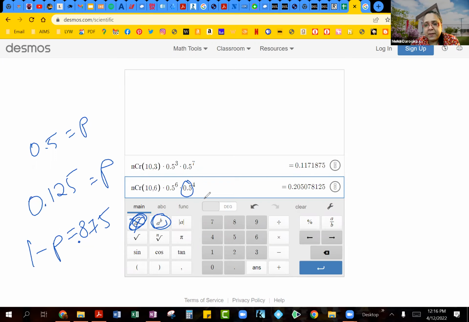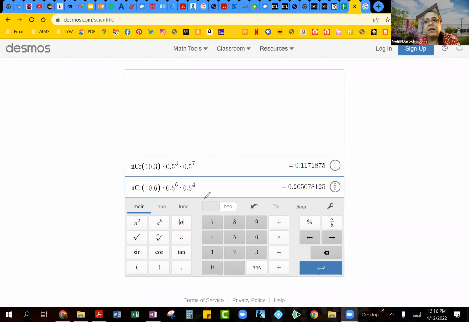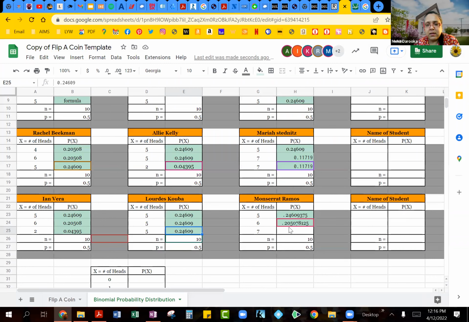Caitlin, does that help? Yeah, awesome. Montserrat, how are you looking? So I'm doing it on the Desmos calculator, and I think I got it. Okay. Could you check my answers to see if they look like they are right?